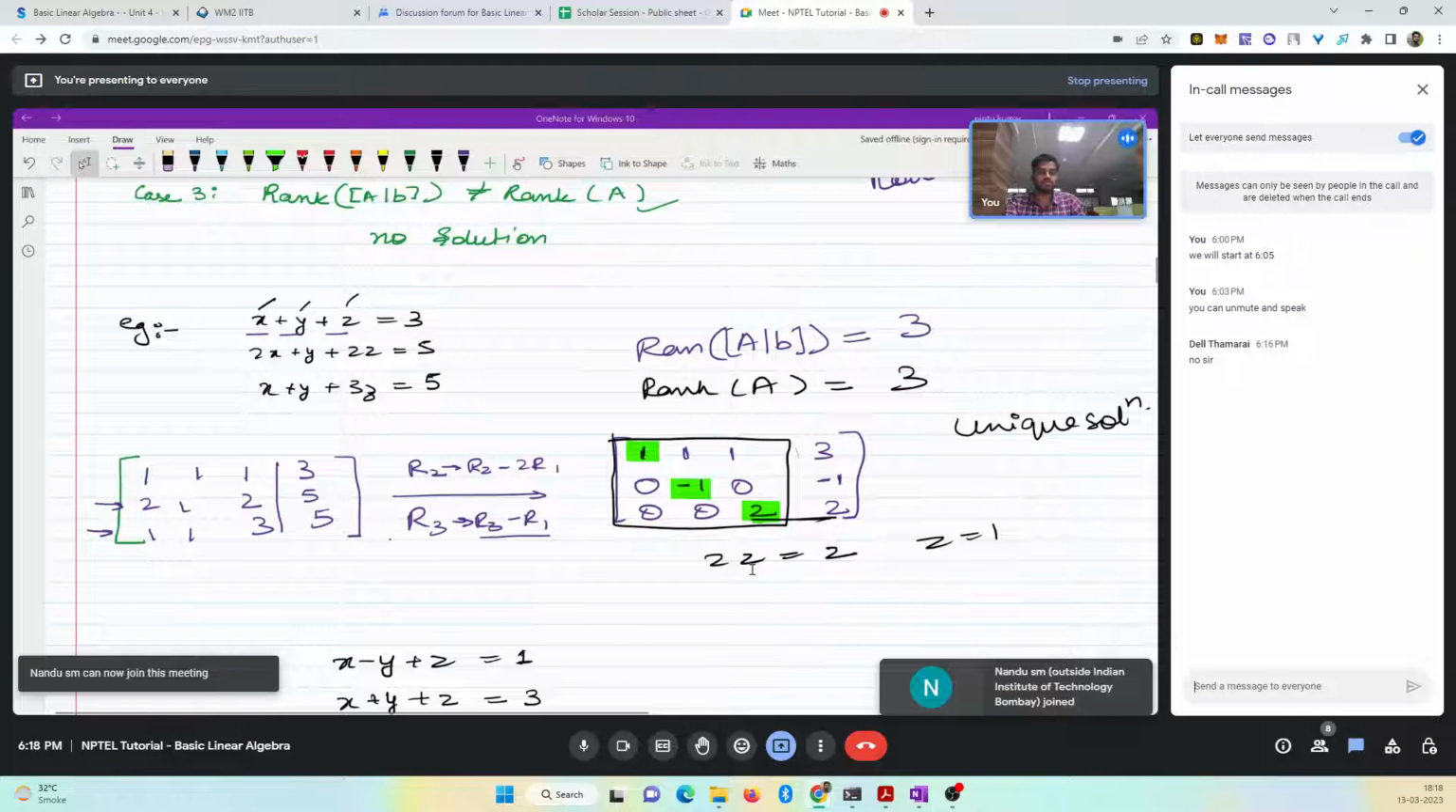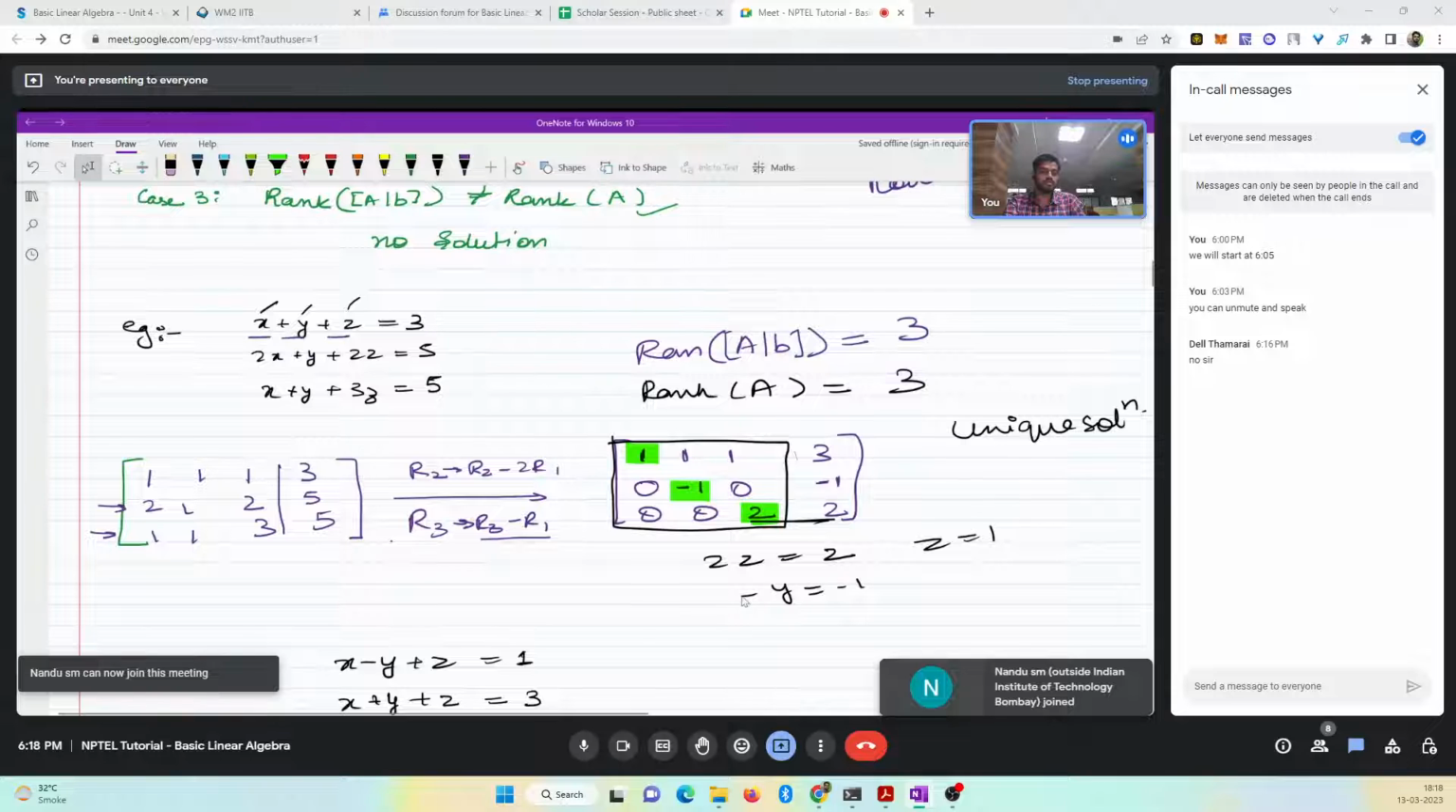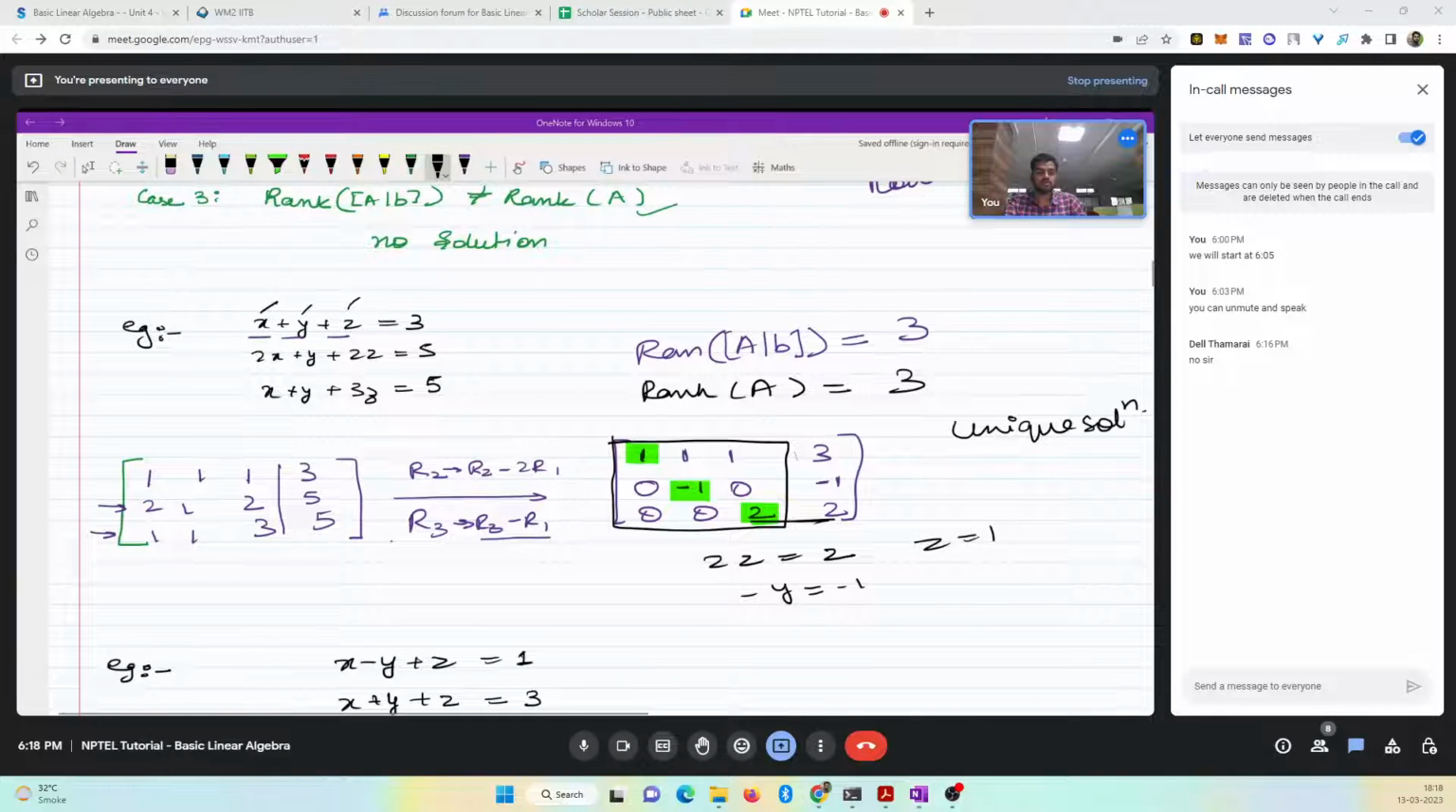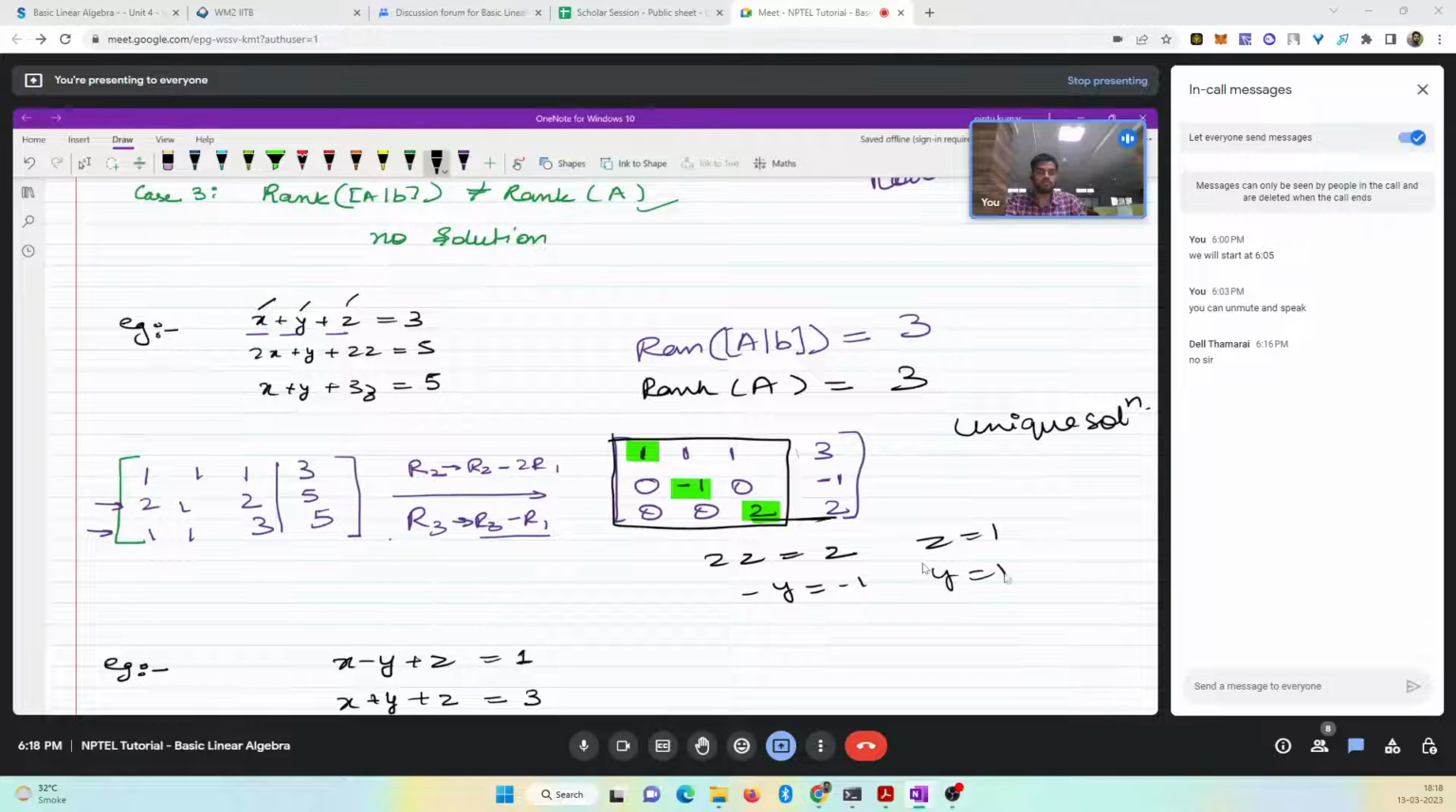And this would give minus y is equal to minus 1, or y is equal to 1. If you put both these values in the first row, you get x plus y plus z is equal to 3. That would give you x is equal to 1. So you can obtain the solution, so you got a unique solution.